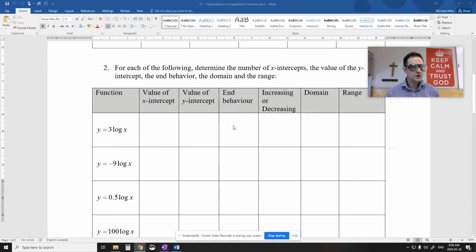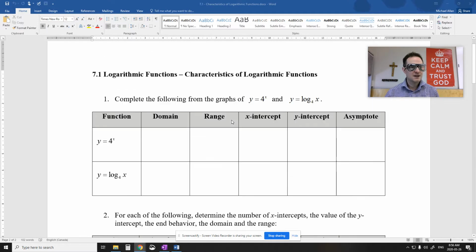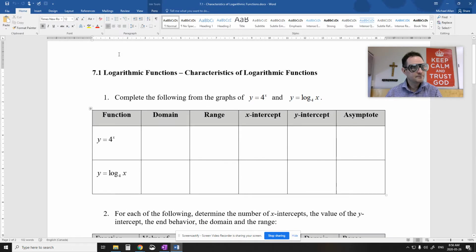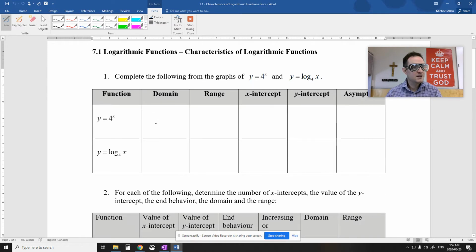So for this first one, a pretty simple, itty bitty one. Just talk about the characteristics, or sorry, this is the second one: characteristics and the connection between exponential and logarithmic functions of the same base. So the first part is just review from the last chapter. So we should know that the domain of an exponential function is going to be x ∈ ℝ.